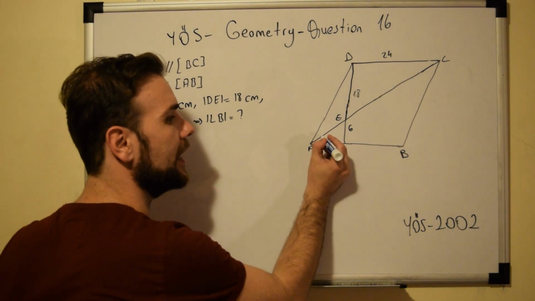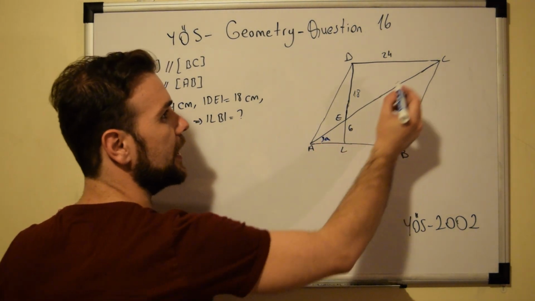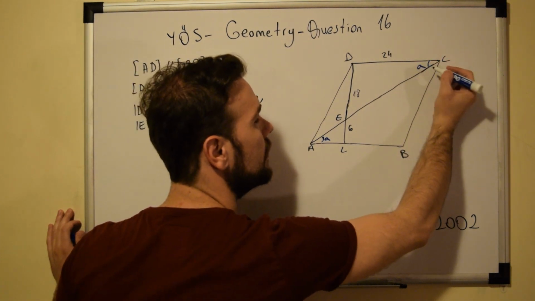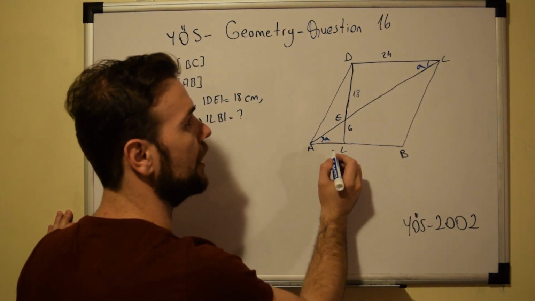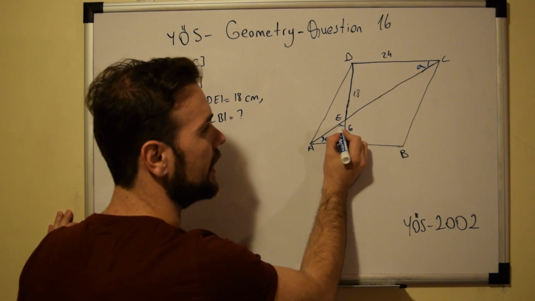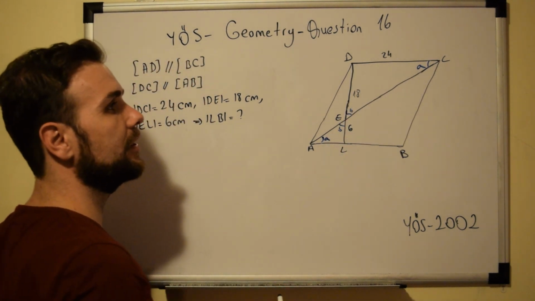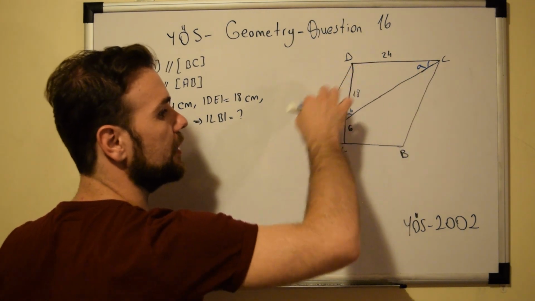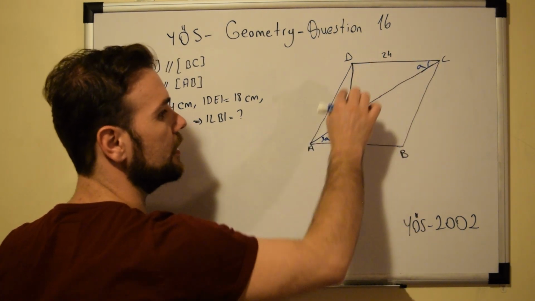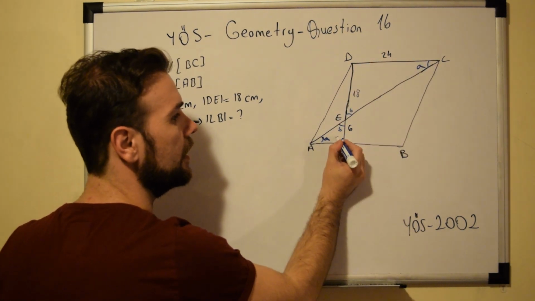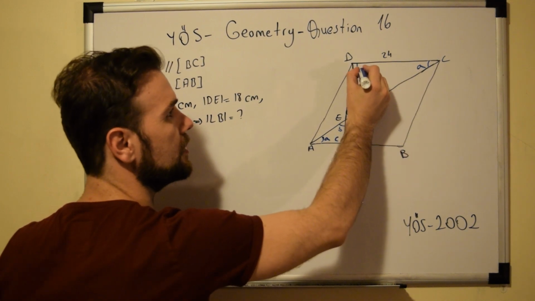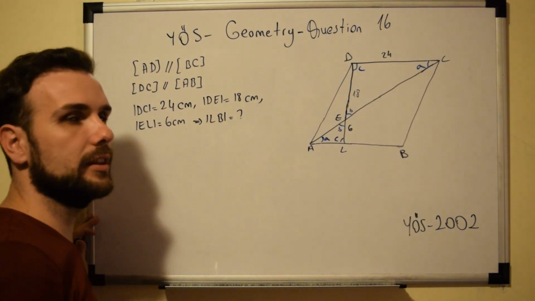We know that this angle, if I name it A, will be equal to this angle, and I know that this angle is equal to this angle. And another thing I know, considering the parallel lines, is that this angle is equal to this angle, following the same logic that we know from parallel lines.